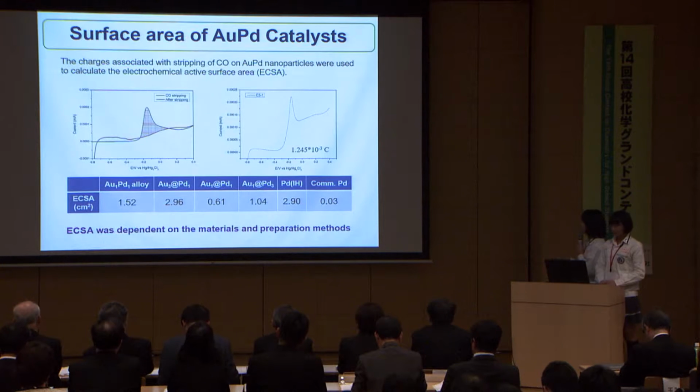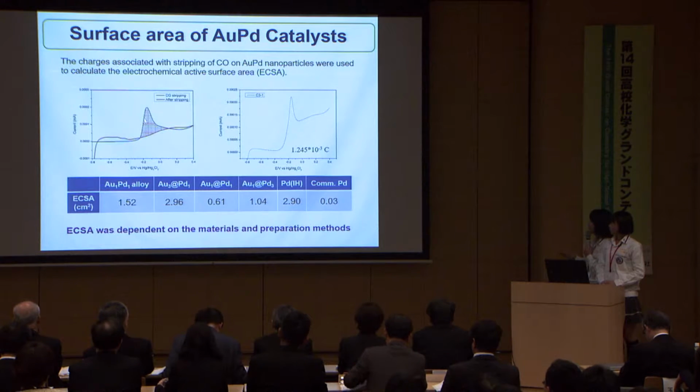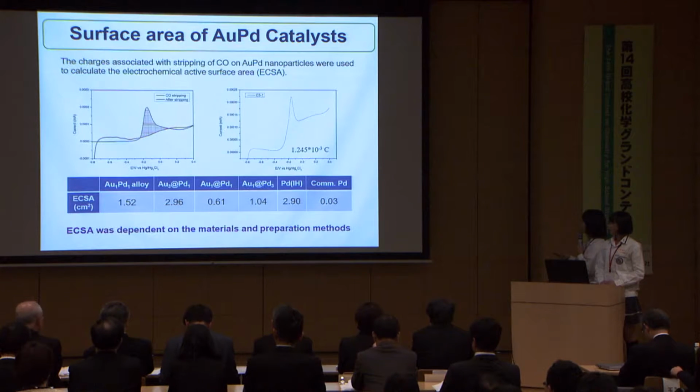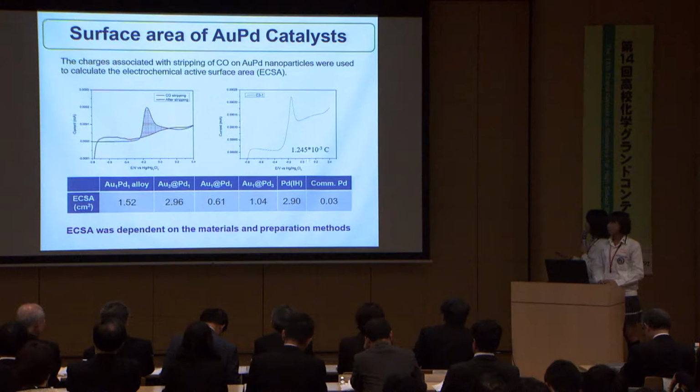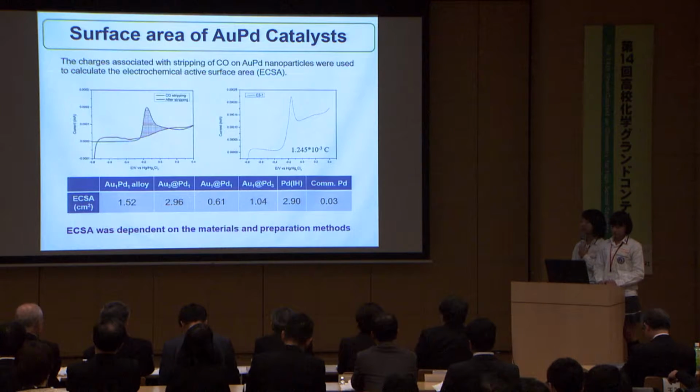To calculate the ECSA of all the catalysts, we integrate the peak area and divide by the scan rate. Then we can get this number, which is the total charge to remove all the CO molecules. And we know that on 1 square centimeter of Pd surface, 420 microcoulombs is the number. So we use the total charge divided by 420 microcoulombs for all the catalysts. Then we can get the ECSA of all the catalysts.